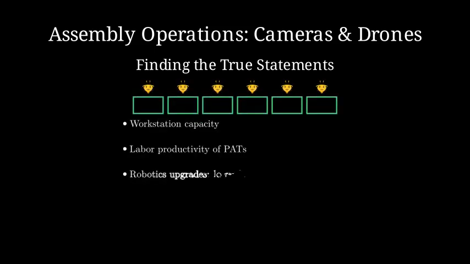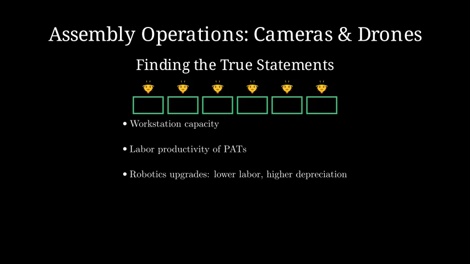Now, let's define the key ideas. First, workstation capacity. This is simply how many stations exist, multiplied by how much each team can produce. Second, labor productivity. Each team can build a certain number of units per year, and this depends on training, wages, and technology. Third, robotics upgrades. Robotics usually reduce the number of human teams needed for a given output, which lowers labor costs, but the machines are expensive, so depreciation costs go up.